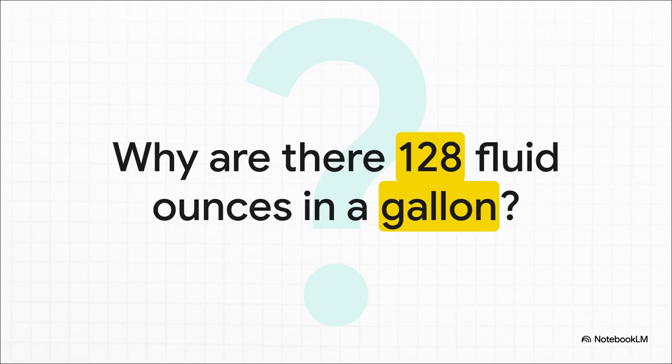All right, let's just jump right in with a big one. Why are there 128 fluid ounces in a gallon? I mean, seriously, 128. It feels completely pulled out of thin air, doesn't it? It's not a nice, clean number like 10 or 100. It just feels like one of those facts you're forced to memorize for a test. But what if I told you there's a reason for it? That it's not random at all?